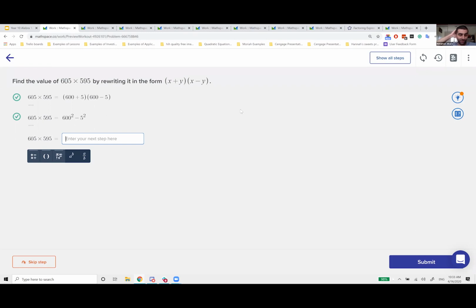If you know 6 squared is 36, 6 times 6, and then 100 squared is 10,000. You just add as many zeros. 100 times 100, there's 2 zeros in 100, so if we're multiplying by another 100, then we now have 4 zeros. So 1, 2, 3, 4. So we get 360,000. And then 5 squared is just 25.